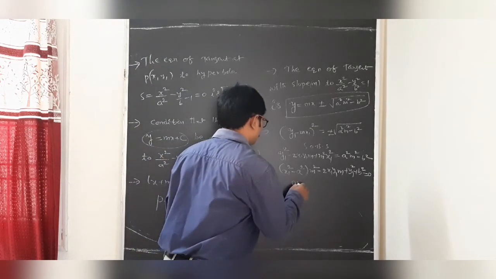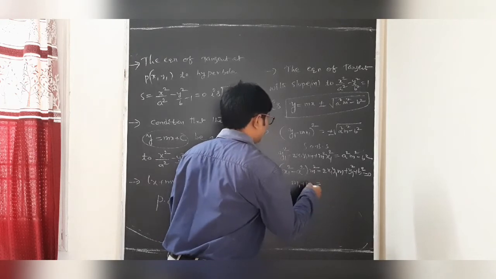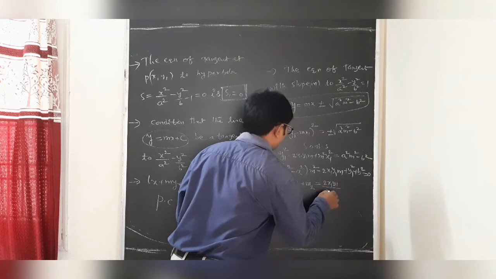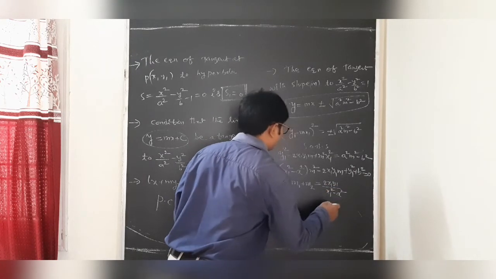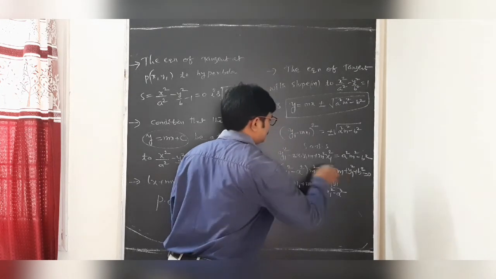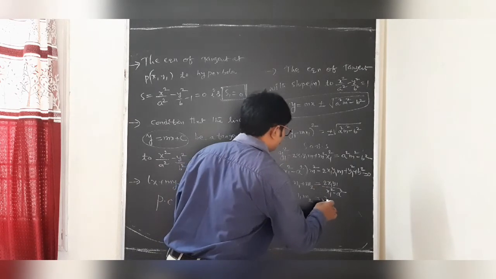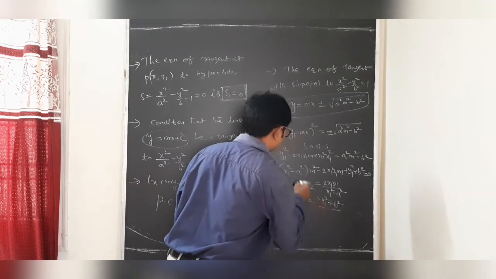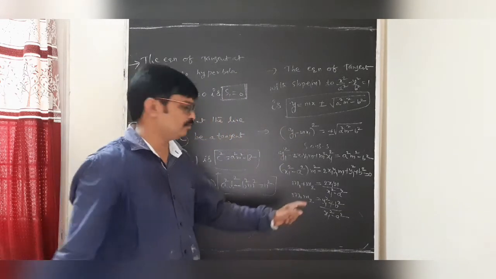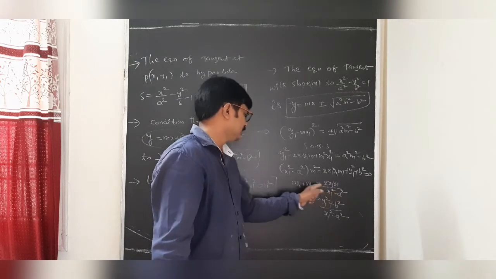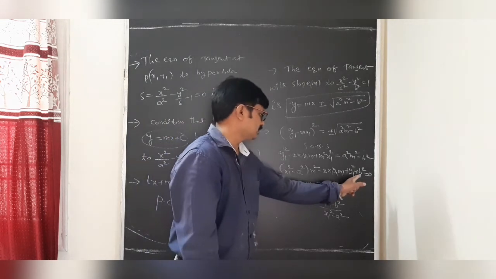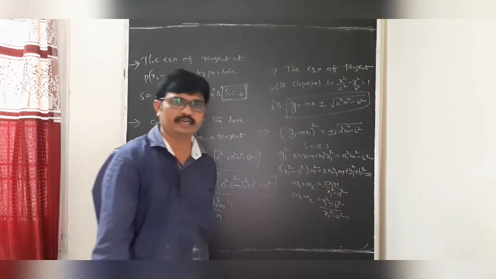The sum of the slopes m1 plus m2 equal to minus b by a, which is 2 x1 y1 by x1 square minus a square. And the product of the slopes m1 m2 equal to c by a, which is y1 square plus b square by x1 square minus a square. So the sum of the slopes is 2 x1 y1 by x1 square minus a square, and the product of the slopes m1 m2 equals y1 square plus b square by x1 square minus a square.